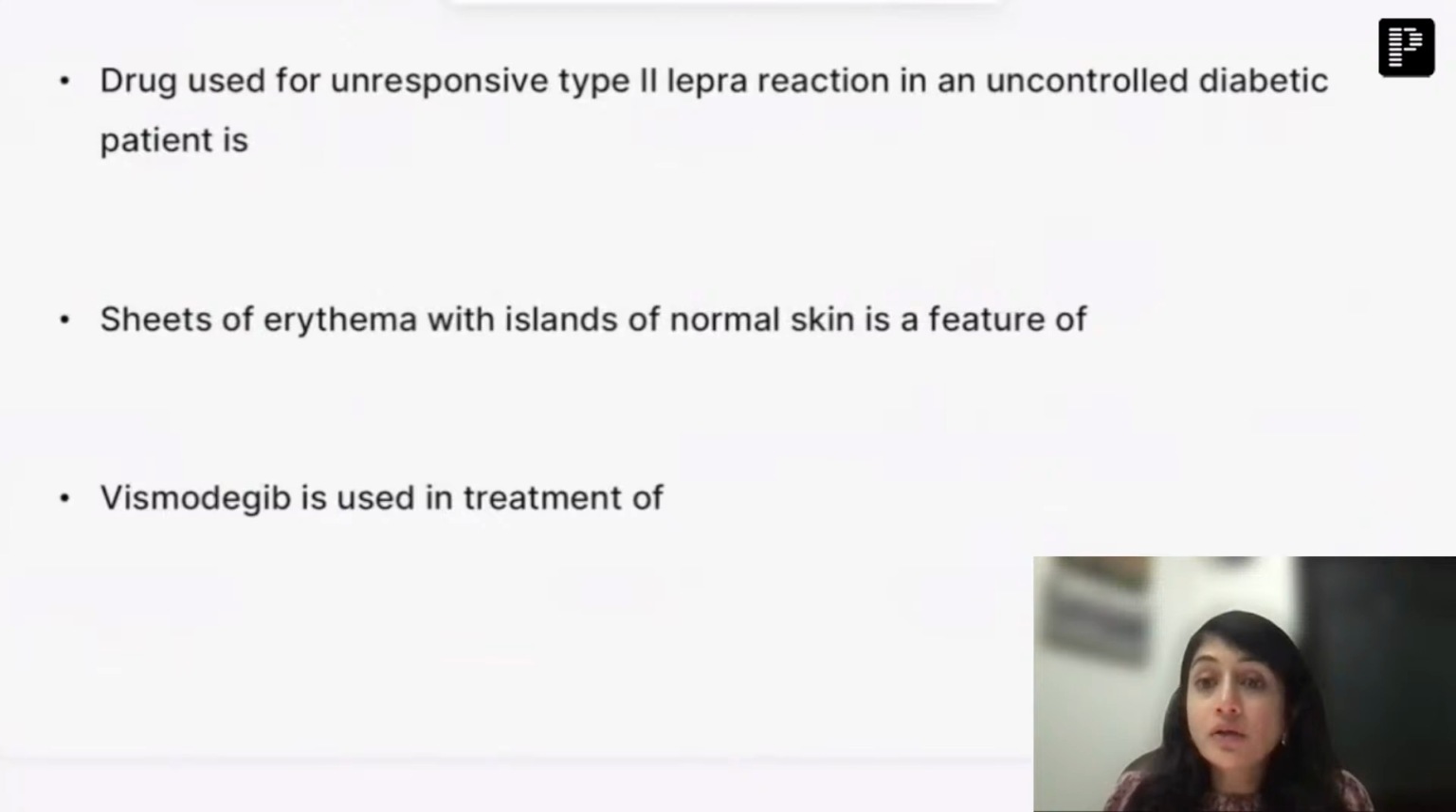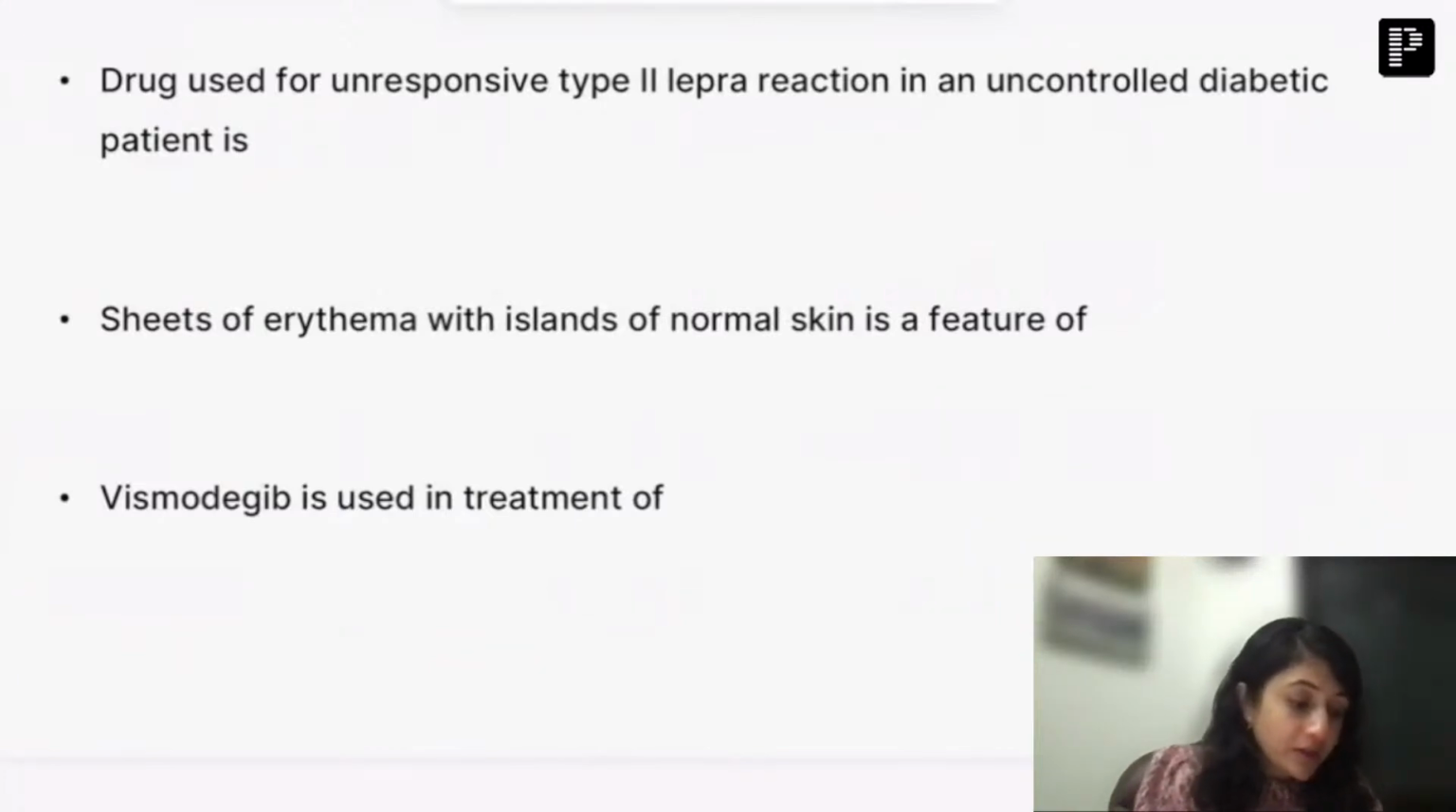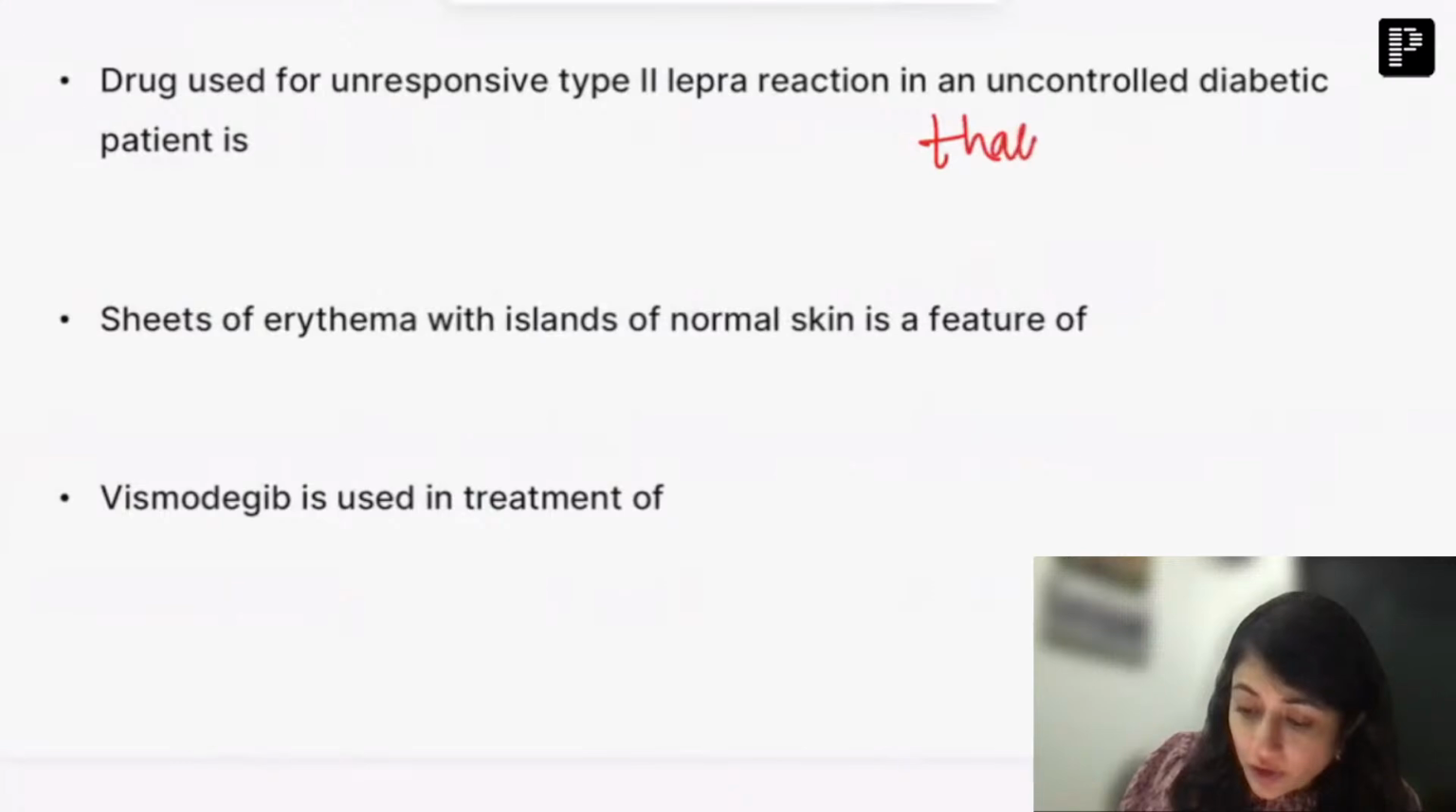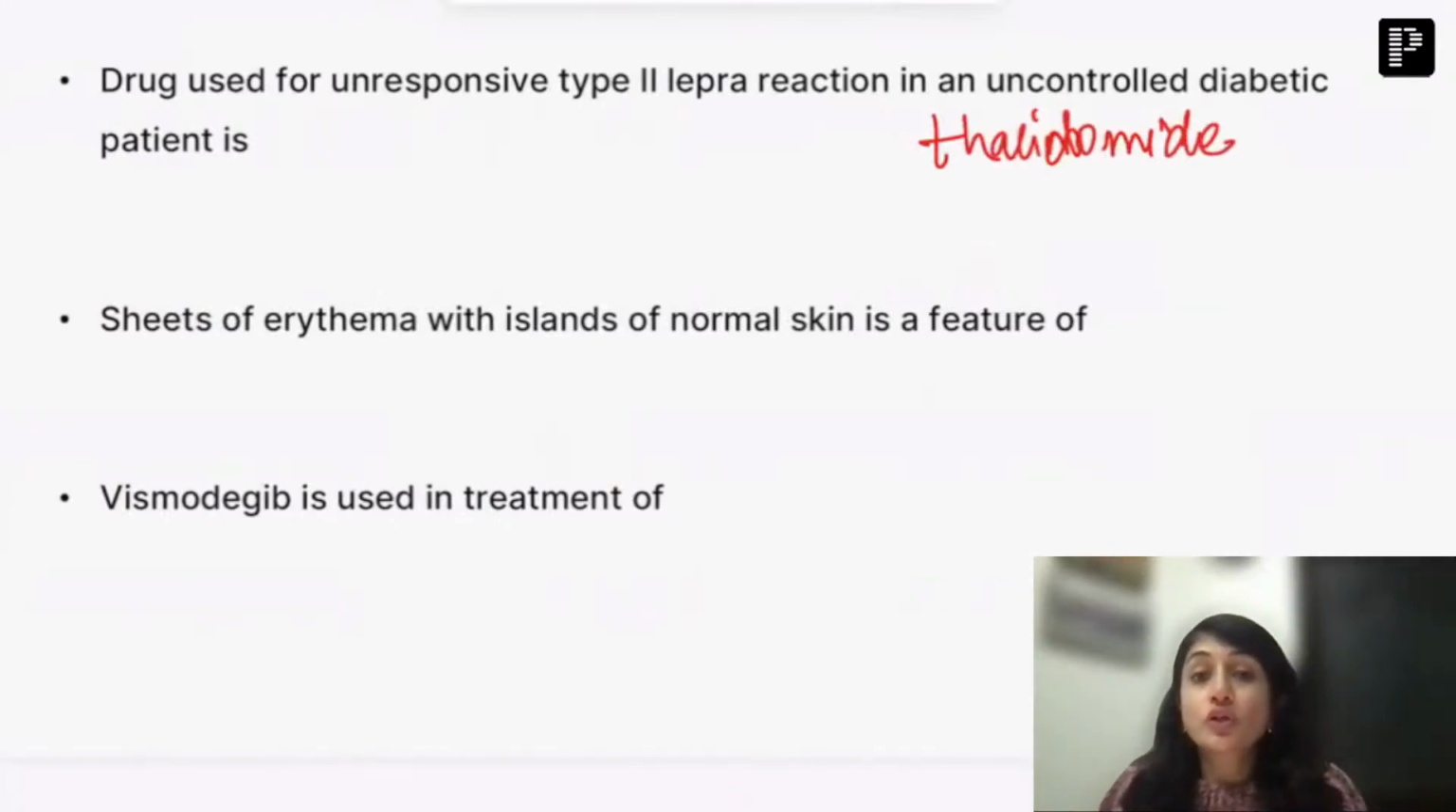Drug used for unresponsive type 2 lepra reaction in an uncontrolled diabetic patient is. So if you have an uncontrolled diabetic patient with unresponsive type 2 lepra reaction, what will you give? Yes, thalidomide, it would be my drug of choice for uncontrolled diabetic patient. Otherwise, steroids are my drug of choice for type 2 lepra reaction, but in uncontrolled diabetic patient, I'll not give steroids, so I'll give thalidomide here.